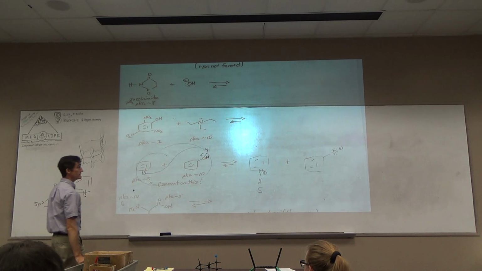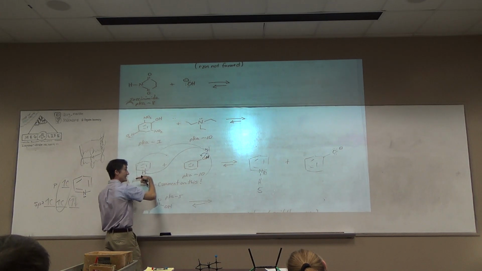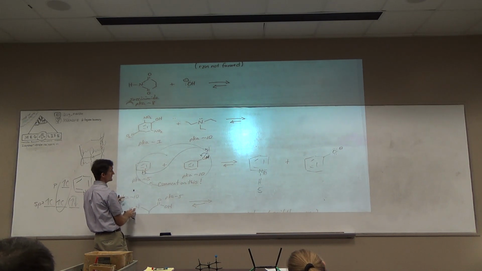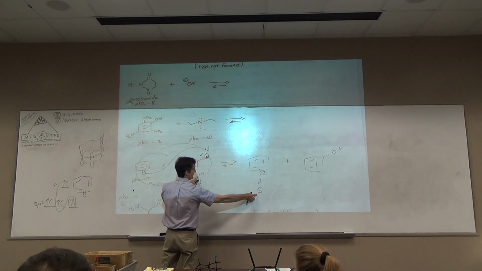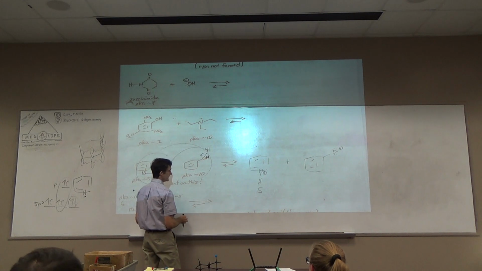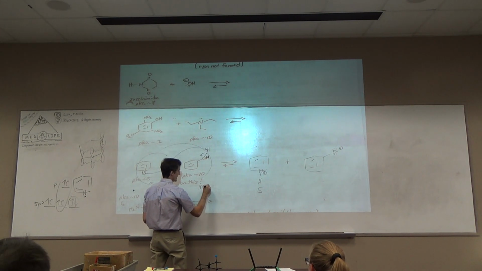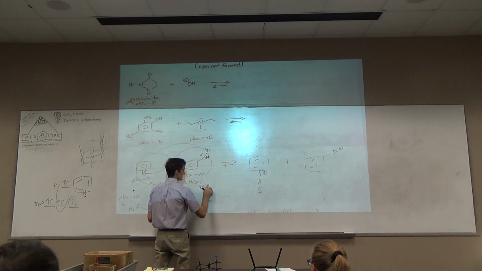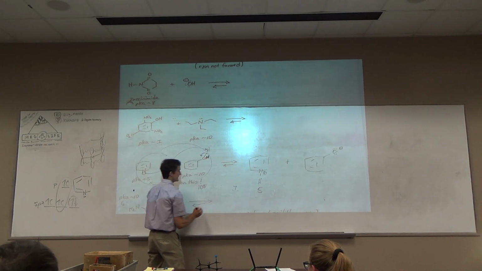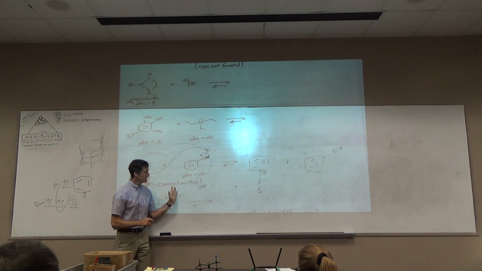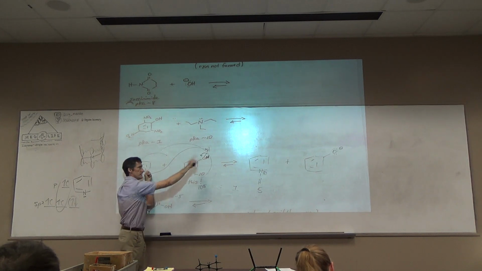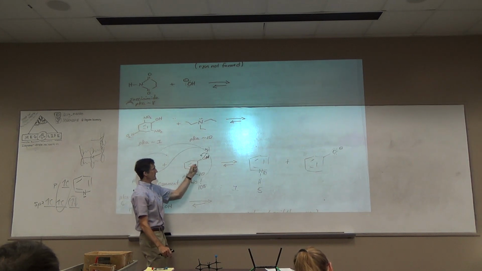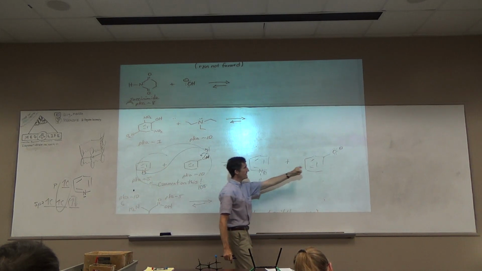No, it does not. It barely goes to that side. It stays here. At equilibrium, what's the ratio? Difference of 5. That's 10 to the 5. So at equilibrium, we have 10 to the 5 of this side and only 1 of that side. So basically, out of every 100,000 of these phenols, only 1 has been deprotonated.